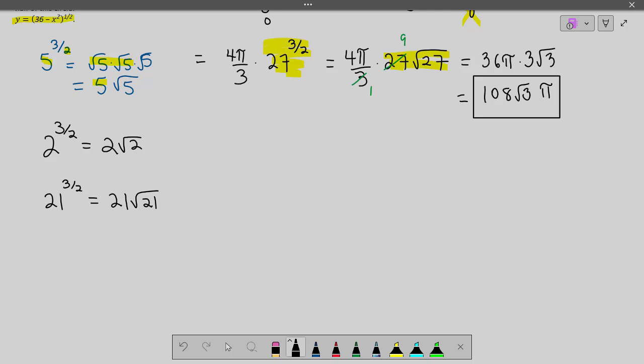You can think about here, at this stage, if you wanted to go backwards, this is 21 to the 1 times 21 to the half. If you were to multiply exponential expressions with the same base, you add the exponents, so you'd have 21 to the 1 plus a half, which is 3/2. Okay. You see it? Yeah.